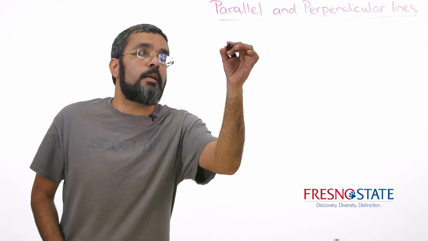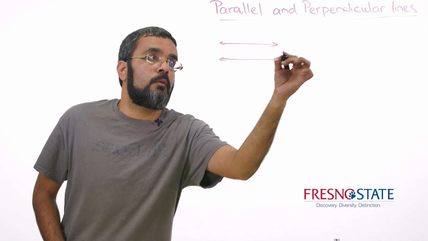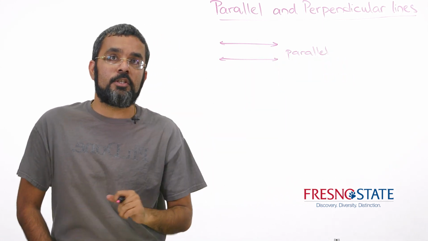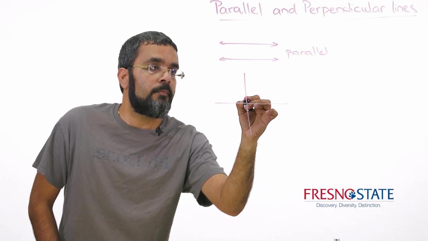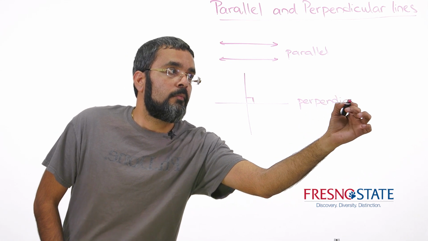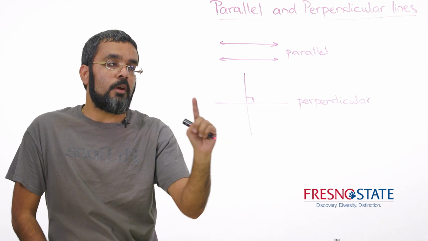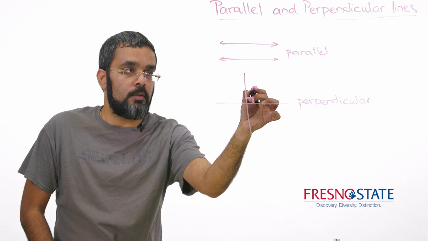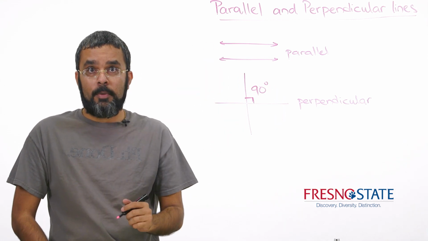So parallel lines would be something like that. These two lines will never touch each other, they'll never cross. And then we have perpendicular lines. These lines will cross each other, but they cross such that the angle they make here is 90 degrees. So it's a right angle. So these are perpendicular lines and these are parallel lines.